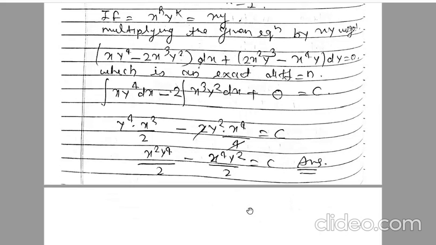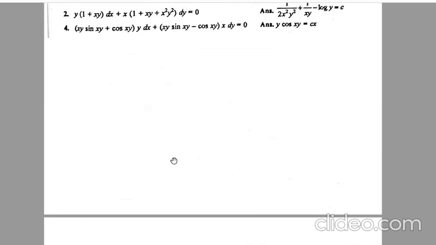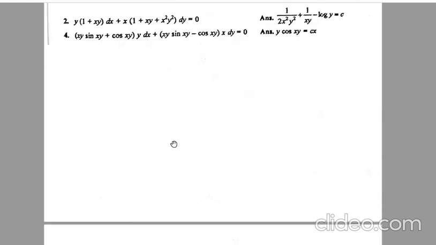So there are 5 rules here, and I have discussed all 5 rules, and there are exercises also here. So you will solve all the questions related to these rules, and if you have any doubt, then you can ask me. I told you, the 3.10 exercise is related to rule 3, and the 3.12 exercise is related to rule 4, right? So you will solve all these exercises, right?